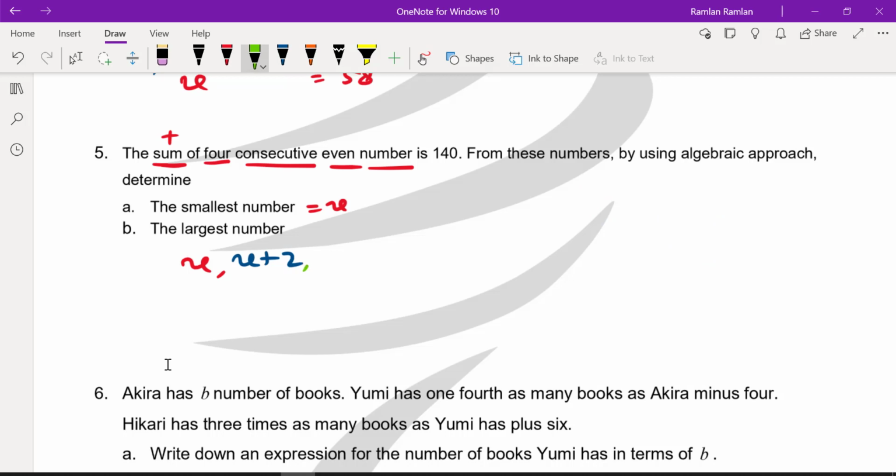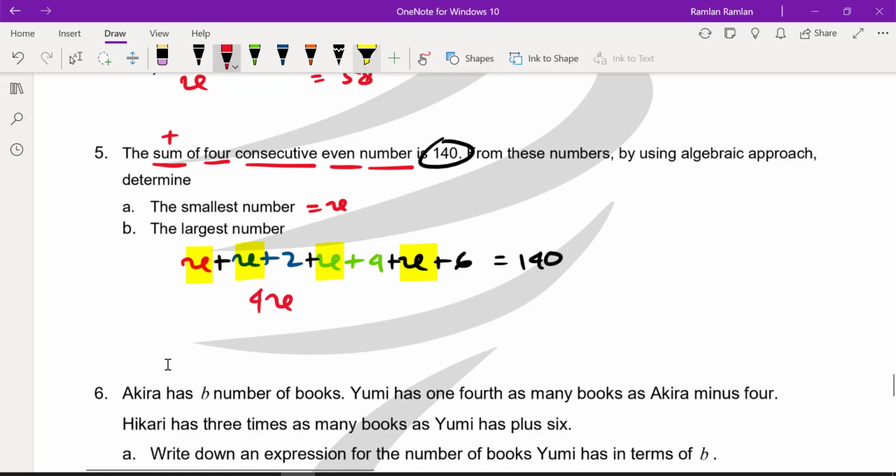So, the third number is going to be x plus 4, and the last number will be x plus 6, right? So, if I sum or add them together, they'll be 140. So, I'm changing that sign here, so I can change that comma, it becomes addition. So, plus, plus, and they'll be equals to 140, right? And then you can simplify the expression here. We have x plus x plus x plus x. They'll be 4x. And then we have 2 plus 4, plus 6, and it'll be plus 12, right?